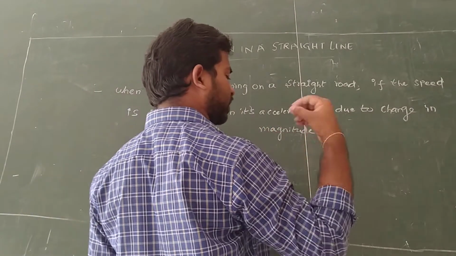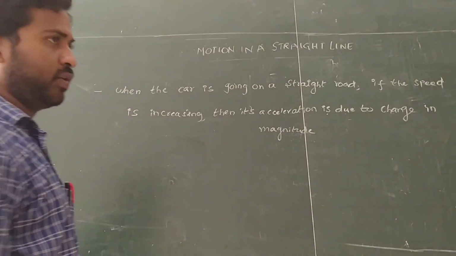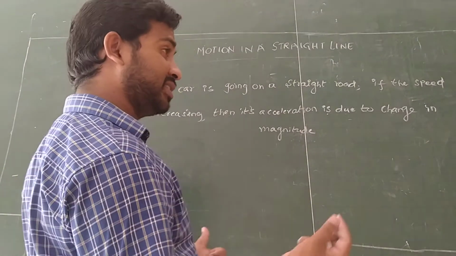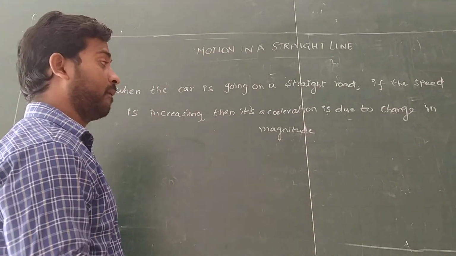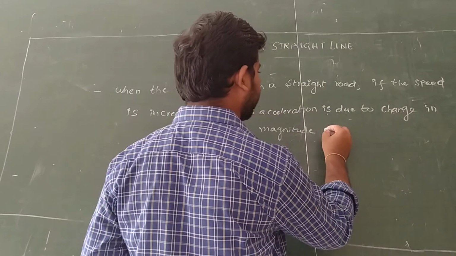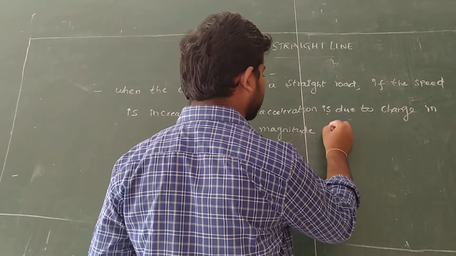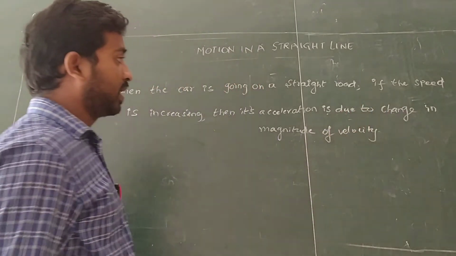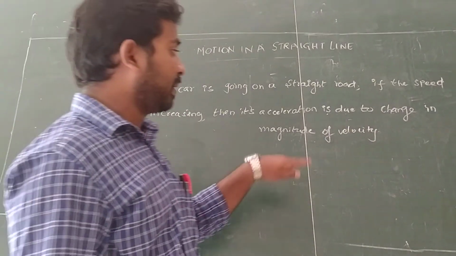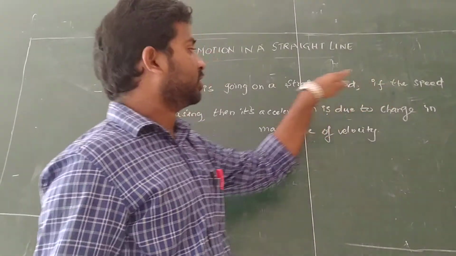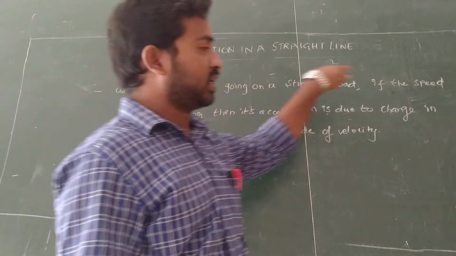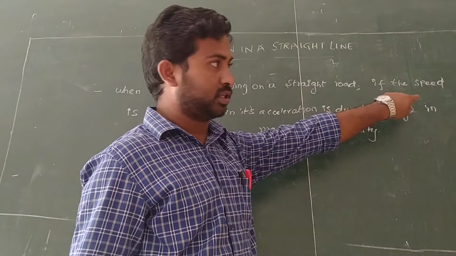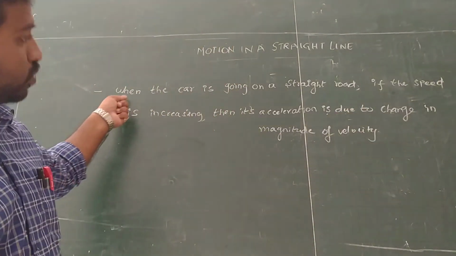Whenever the car is going on a straight road, of course, if you accelerate, the acceleration will change. But the acceleration is due to what? Due to change in magnitude of velocity. But why am I telling magnitude here? I am choosing only speed. Why am I not saying velocity is increasing? Velocity is not increasing because it is going on a straight road.